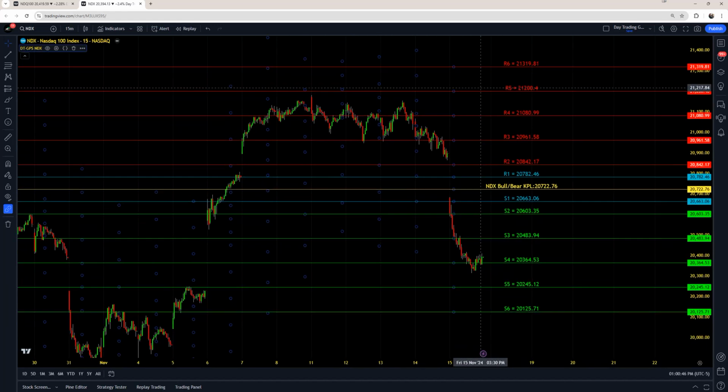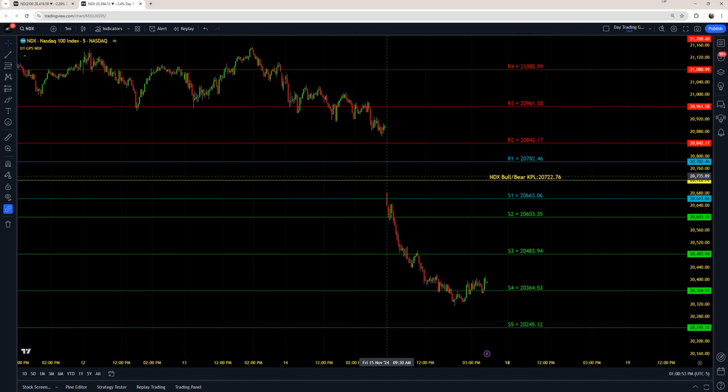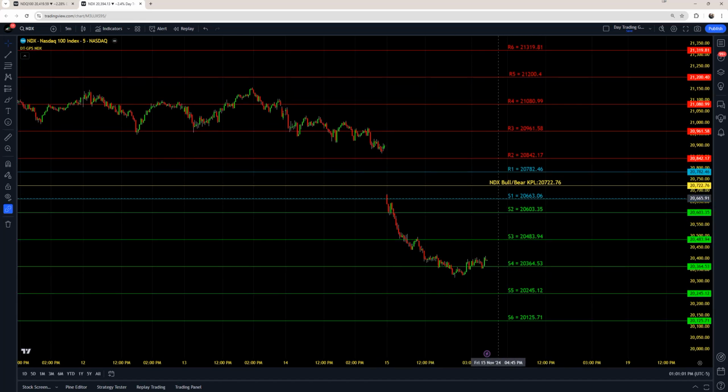So if you just like trading with just a regular chart, and just going to the chart itself, as you can see here, the bull bear KPL for today was 20,722.76. And as you can see here, the open was below that, and we have bullish above, bearish below. We've sold off basically all the way down to mid S4, S5. But the initial move went down to S2, then down to S3, and then finally down to S4, and attempted to go back, but never closed over the midpoint.